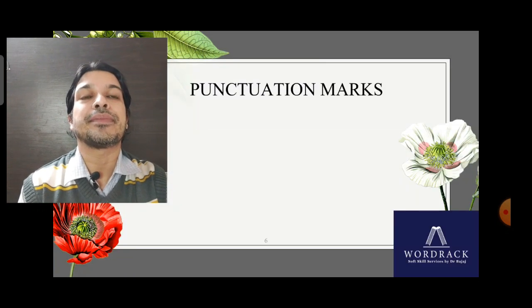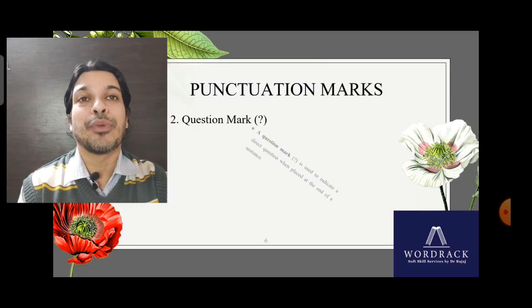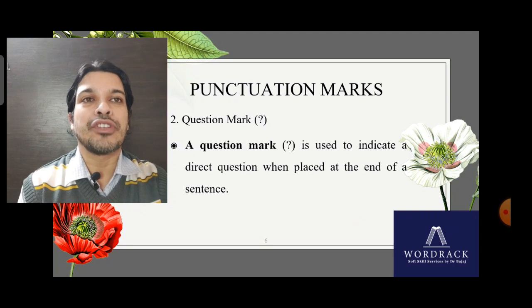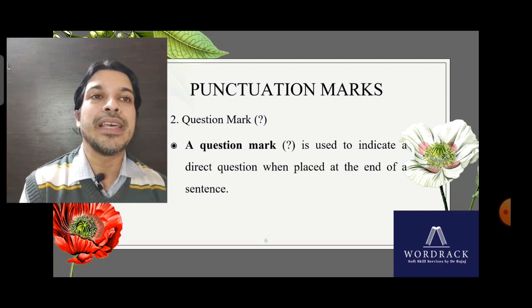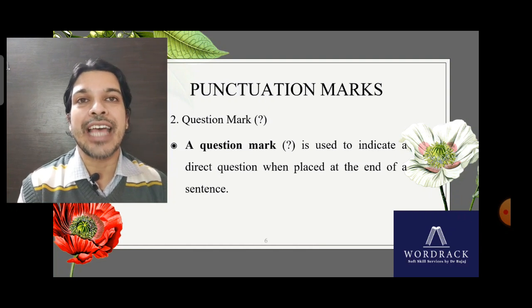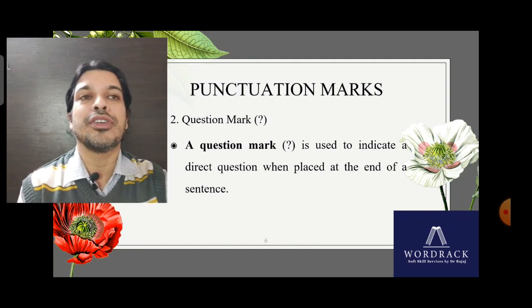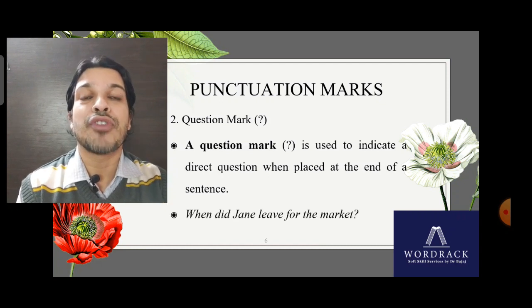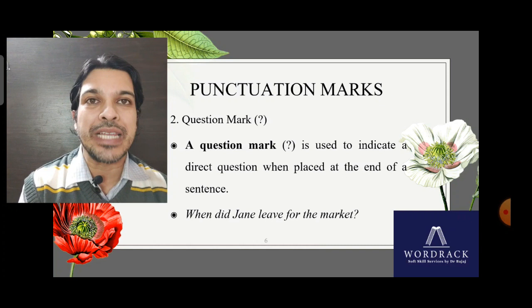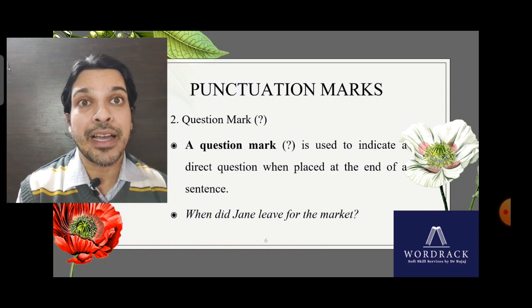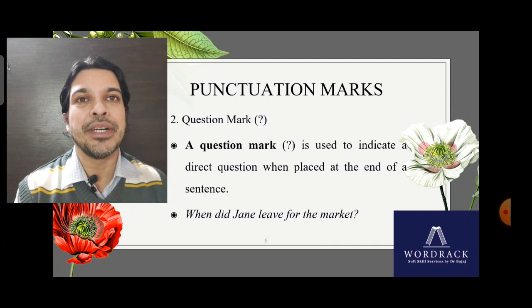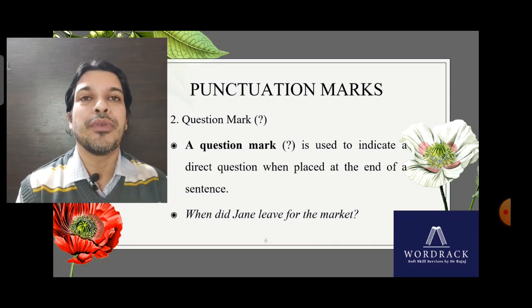Next up, question mark. A question mark is used to indicate a direct question when placed at the end of a sentence. At the end of one complete thought unit, the question mark tells us that it is an interrogative sentence. A question has been asked. Here's the example: When did Jane leave for the market? So when the sentence ends, we put a question mark.